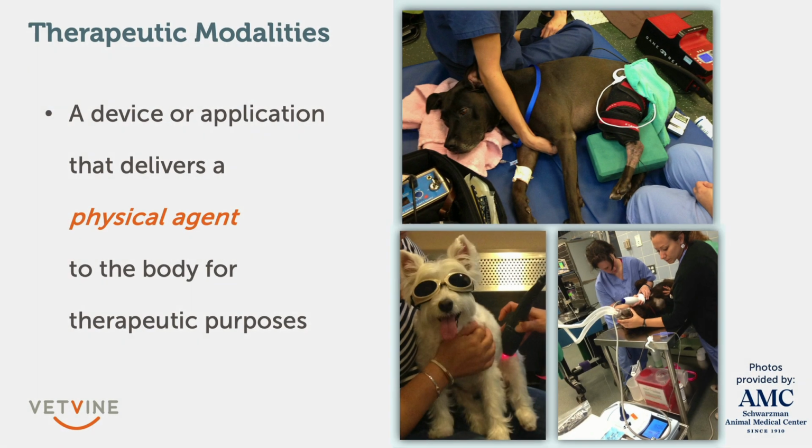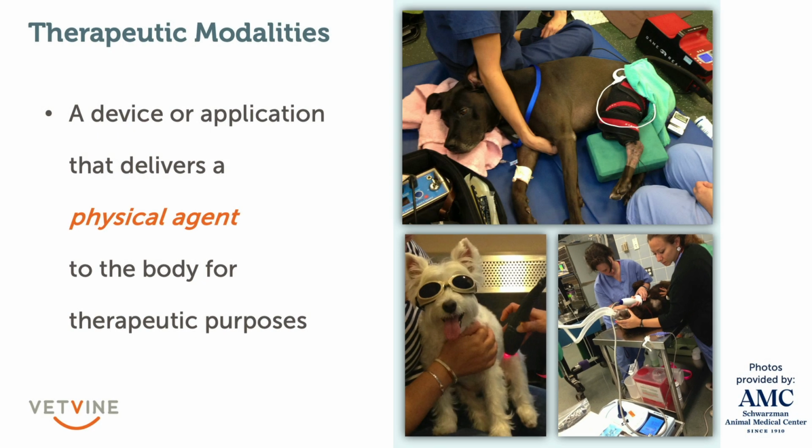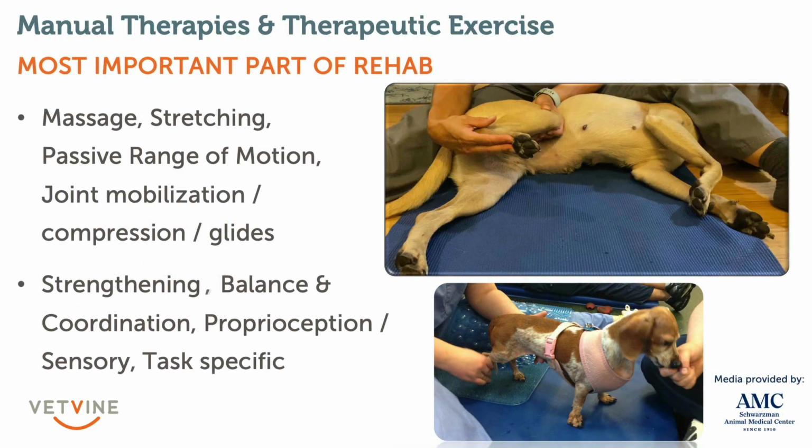The dog here with the cute goggles is receiving laser therapy, and on the lower right is the patient receiving extracorporeal shockwave therapy. So lots of different physical agents that can take that energy and transfer it to the body for a healing purpose. The other aspect is manual therapies and therapeutic exercise.